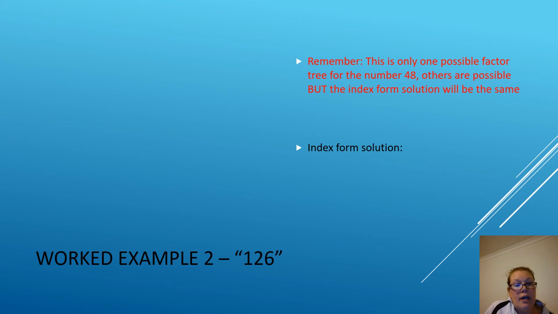Let's try it with 126. It might be a good idea to pause it here and try it yourself and see where you get up, remembering that the index form is the important part, not the order that you get it in. So you're always going to only have the 2 branches. So pause now and try and solve it yourself.